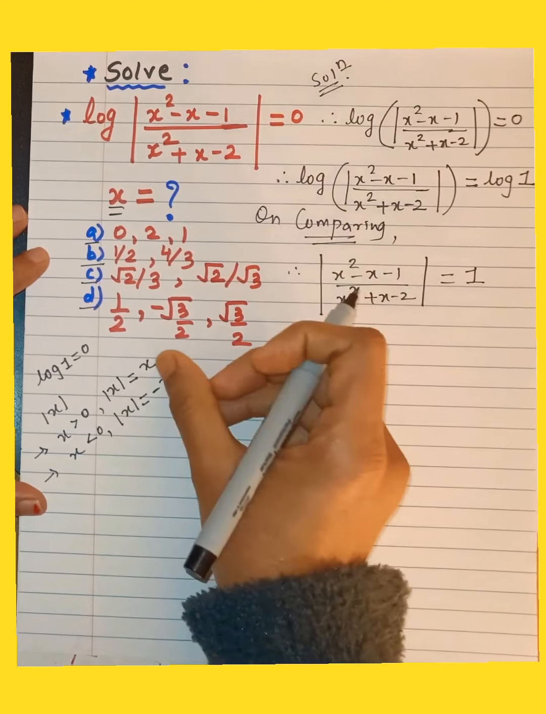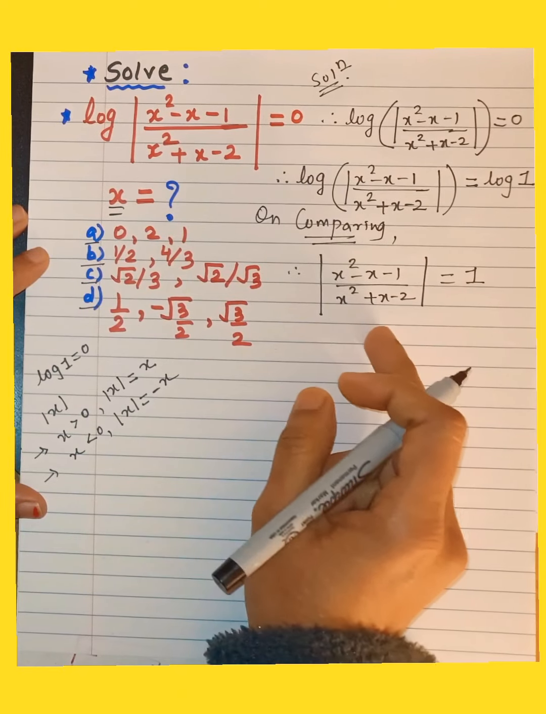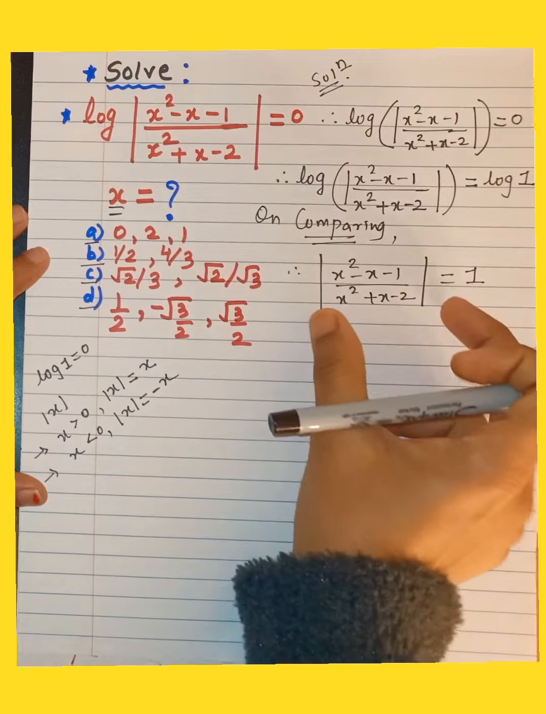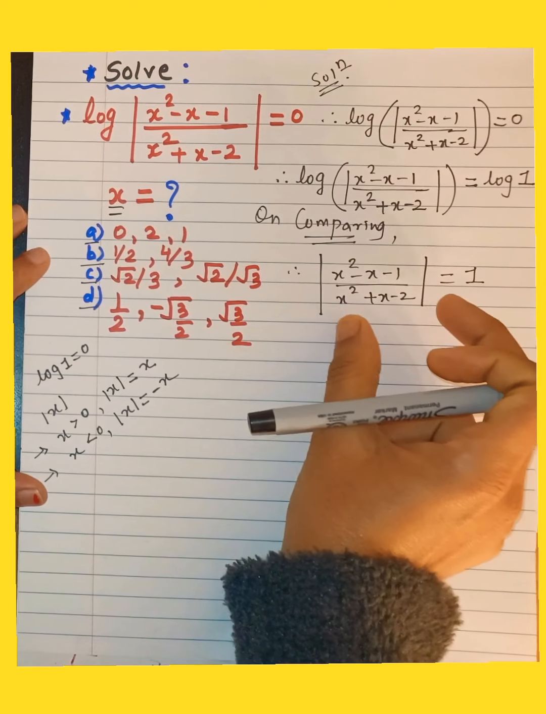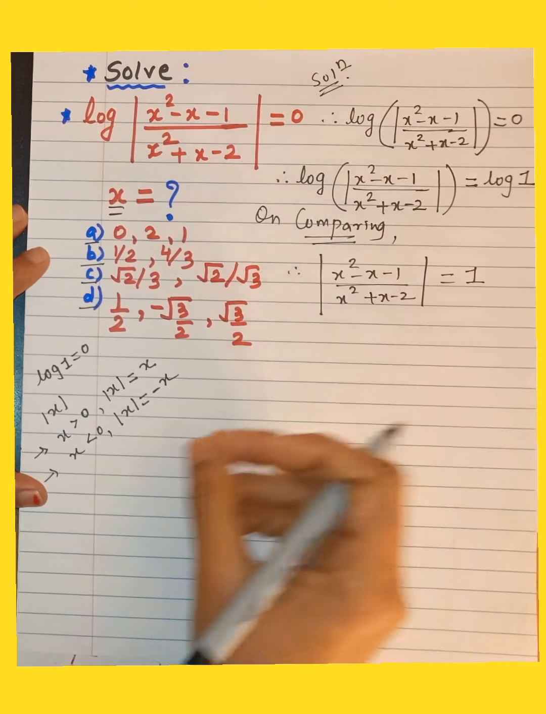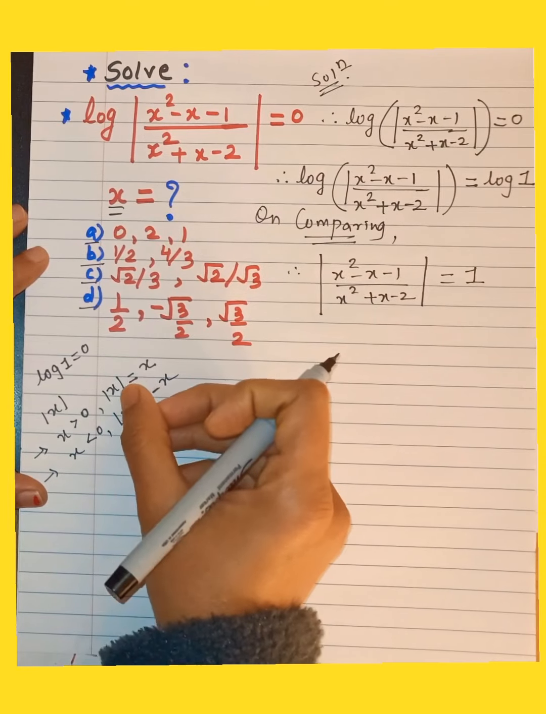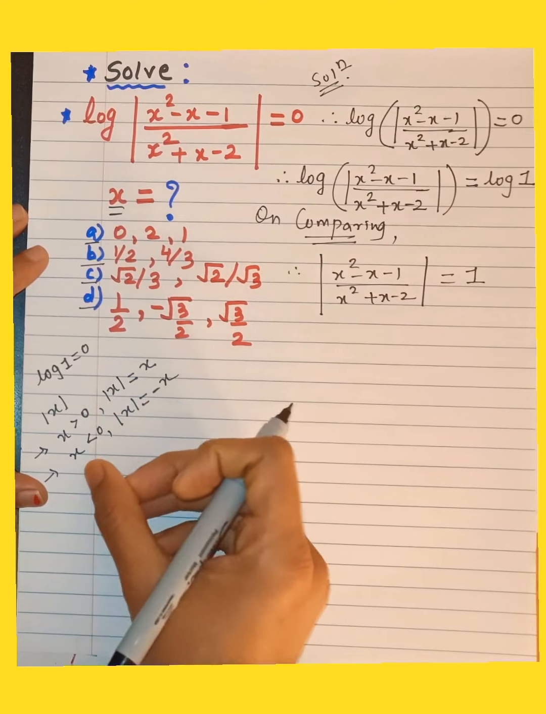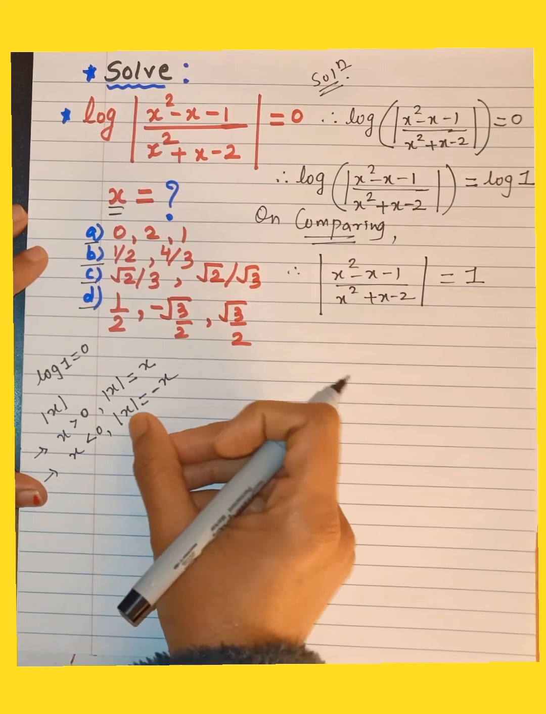So here we will get two equations when we remove this mod. As I told you, if x, meaning anything given inside the mod, is greater than 0, mod x will be equal to x, and if x is less than 0, then mod x will be equal to minus x. So here we will get two equations. One is (x^2 - x - 1)/(x^2 + x - 2) equals 1. This is our first equation. As I told you, mod x equals positive x, so I'm taking this whole part as positive.